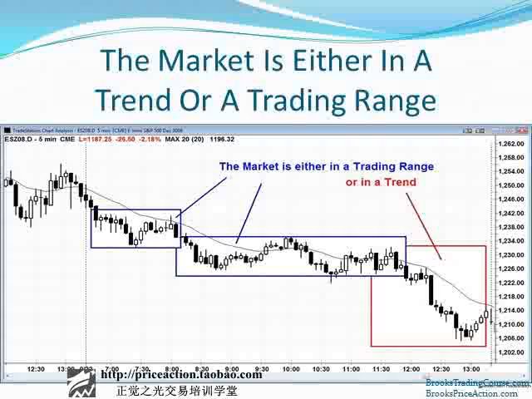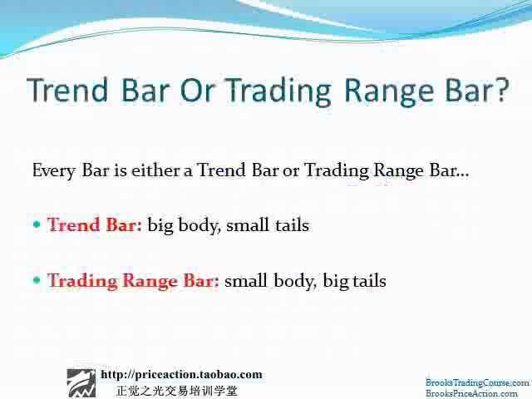Again, the market's either in a trading range, here's a trading range, here's another trading range, or it's in a trend at all times. If you can't tell, then assume it's in a trading range and trade it like a trading range. Every bar is either a trend bar or a trading range bar. It's a trend bar if it has a pretty big body and small tails. It's a trading range bar if it has a small body and big tails.